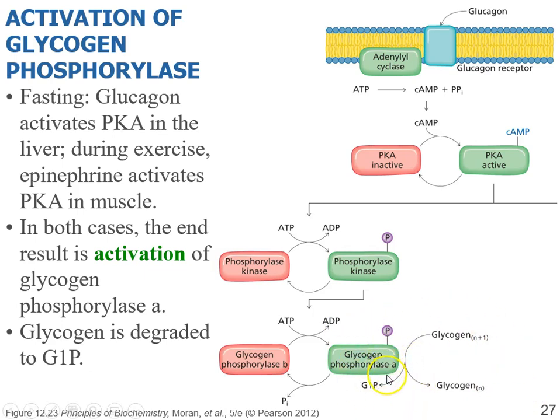When glycogen phosphorylase is active, glycogen will be broken down and you will get lots and lots of glucose 1 phosphate that can be converted to glucose 6 phosphate. And if you're in the liver, which we would be because that's glucagon, glucose 6 phosphate is converted to glucose. It leaves the liver to go to other body tissues. So again, fasting, glucagon binding to its receptor results in the activation of protein kinase A. And in the end, the activation of glycogen phosphorylase A occurs as a result of its being phosphorylated.